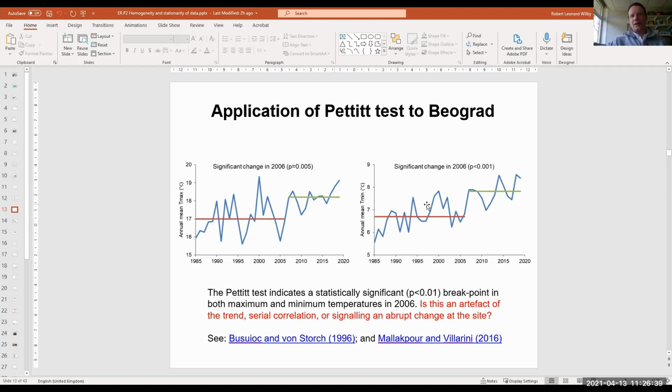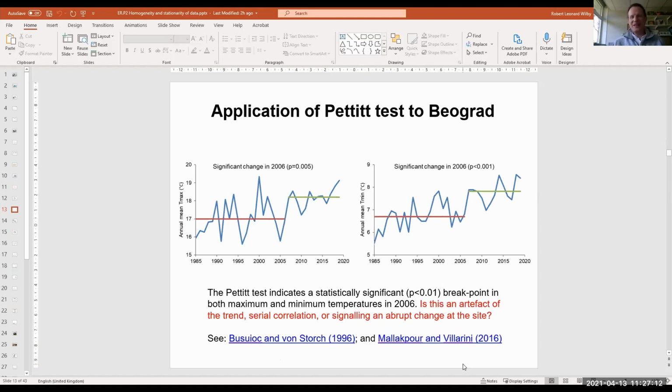But the fact that there is this step change that is statistically significant raised questions in my mind, and I turned to some really interesting literature here. By the way, for everyone listening, if you click on any of these links in your slides, it will take you directly to the papers that I'm referring to. Busick and von Storch, and this much later paper, do a lovely critique of Petit's test.